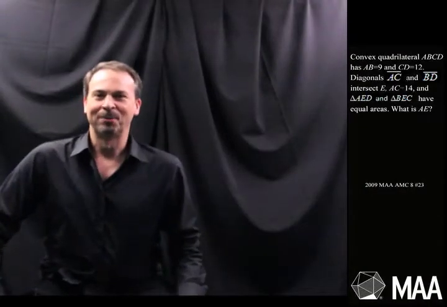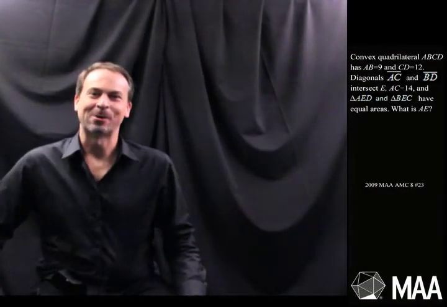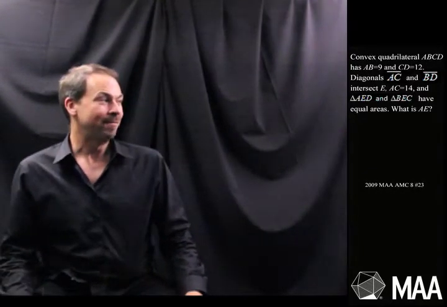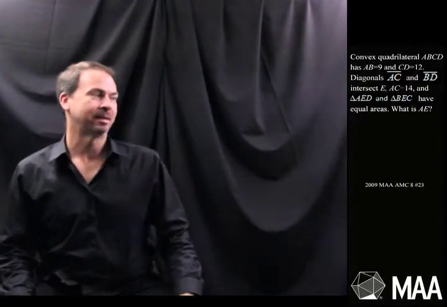G'day! Welcome to another curriculum burst. Here's a curious geometry question for the lower high school grades. It goes as follows. Convex quadrilateral ABCD has AB equals 9 and CD equals 12.